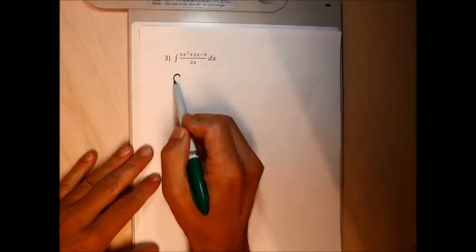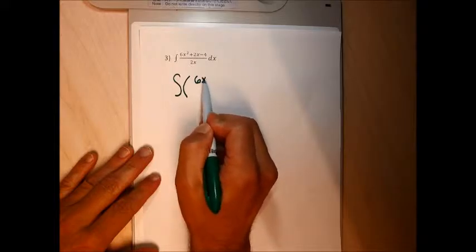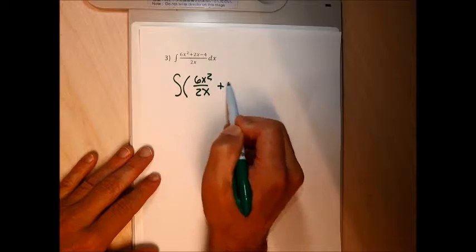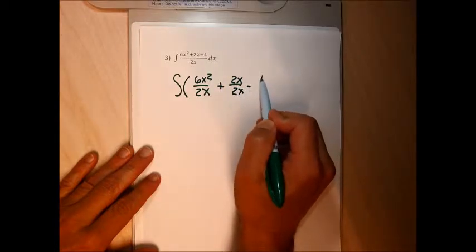Problem 3 is yet a third one that needs to be rewritten before I integrate. So I'm going to rewrite this as the integral of 6x squared over 2x plus 2x over 2x minus 4 over 2x dx.